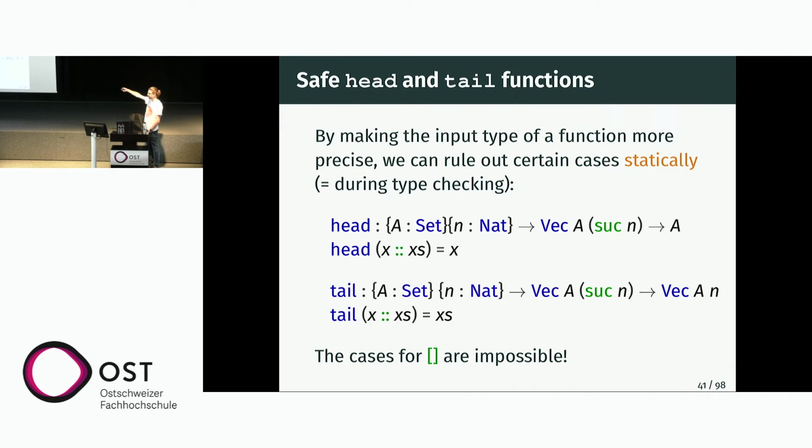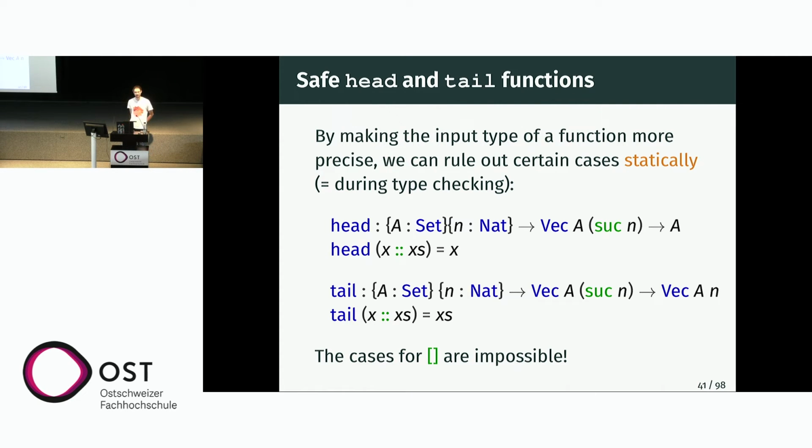And then we pattern match on it. And the nice thing is, again, that now the coverage checker of Agda sees that the empty vector is impossible here, because the empty vector has length 0, the input has length successor, and these two can never be equal. So we only have to define the case for head of a non-empty vector. And the same for the tail function.